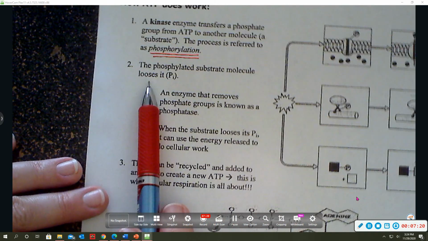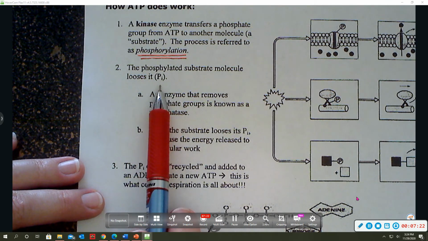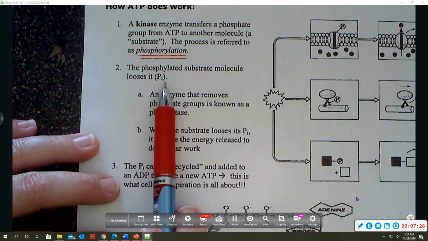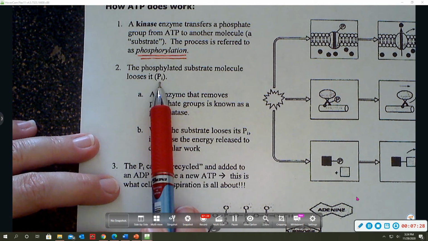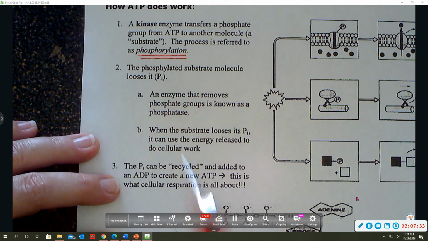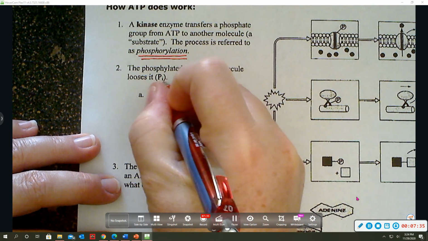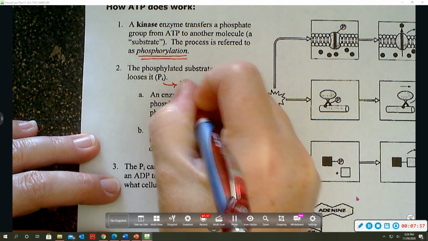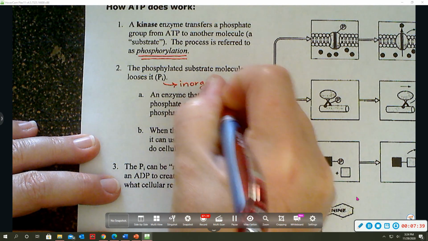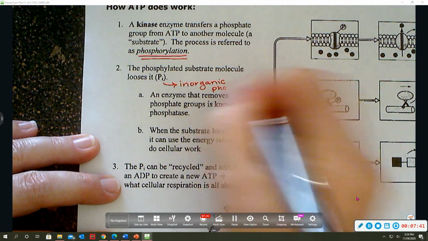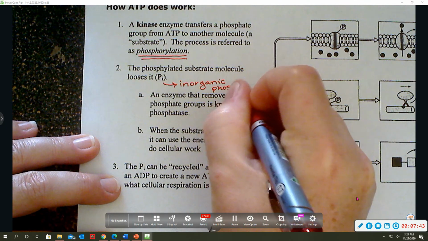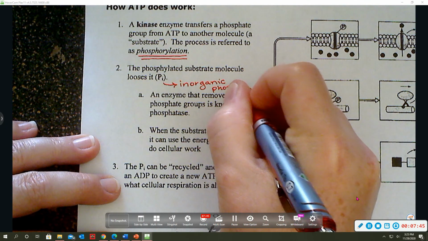All right, let's see what number 2 says. The phosphorylated substrate molecule loses its P. So whenever phosphate is just by itself, we put a little i next to it. That means it's inorganic phosphate. So it's basically just a phosphate group, not attached to anything. It's all by itself.